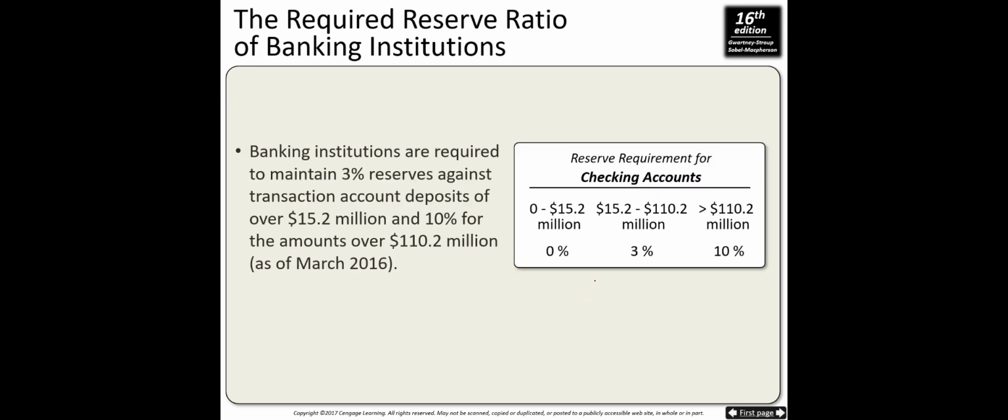So you can see on the screen the amount of required reserve for the US as of March 2016. Up to 15.2 million, required reserve is 0%. Between 15.2 and 110.2 million, it's 3%. And above 110.2 million, it's 10%.